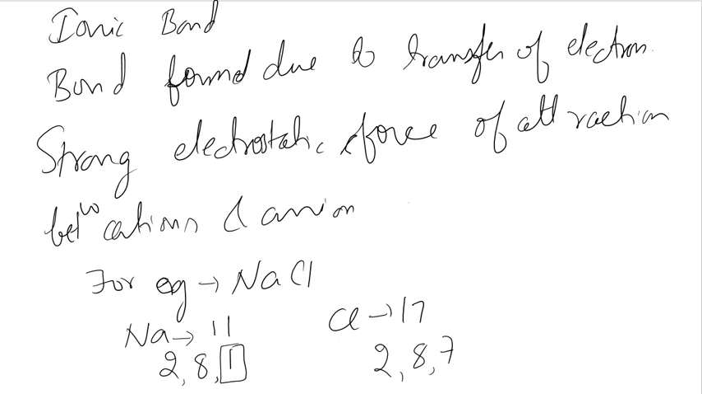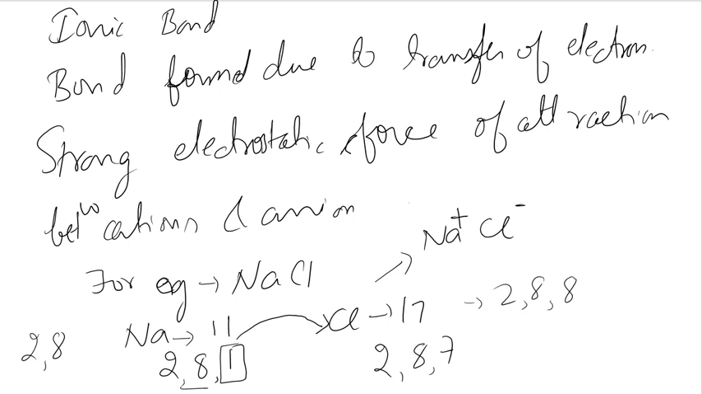Now see what happens in an ionic bond. This one electron will go and transfer to chlorine, and its octet becomes complete. It will be 2, 8, 8. Sodium will also remain with 2, 8, and both octets are complete. So Na gives the electron and becomes Na plus, and Cl accepts the electron and becomes Cl minus. This is about the ionic bond.